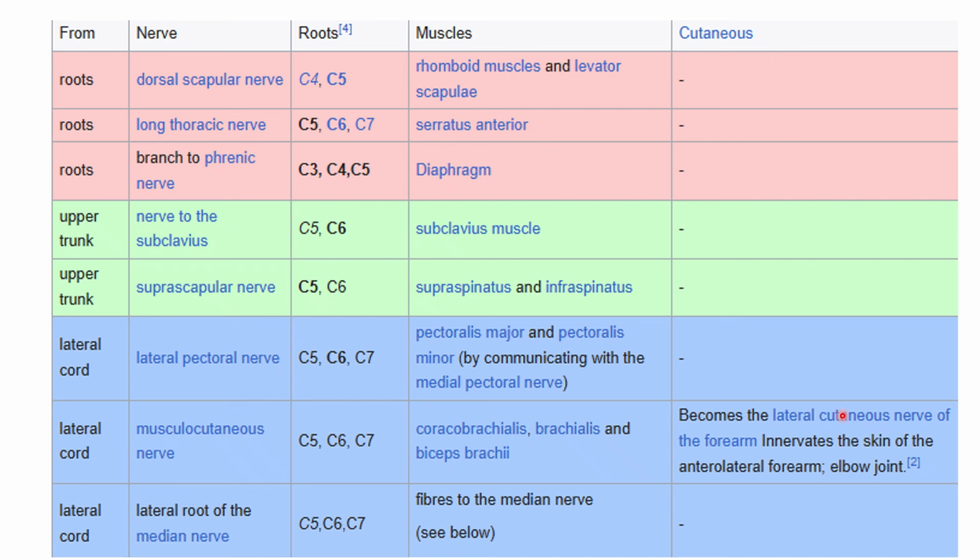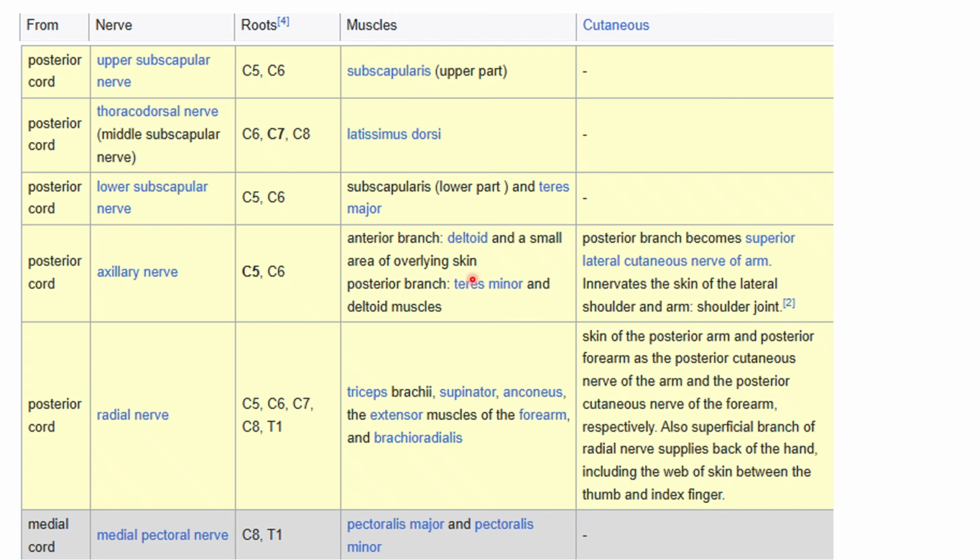Now, the musculocutaneous nerve becomes lateral cutaneous nerve of the forearm and innervates the skin of the anterolateral forearm and elbow joint, okay? Alright, the posterior cord: upper subscapular nerve, C5, C6, subscapularis upper part, and we have thoracodorsal nerve, C6, C7, C8, latissimus dorsi in the back. Lower subscapular nerve, C5, C6, subscapularis lower part, and teres major, okay?